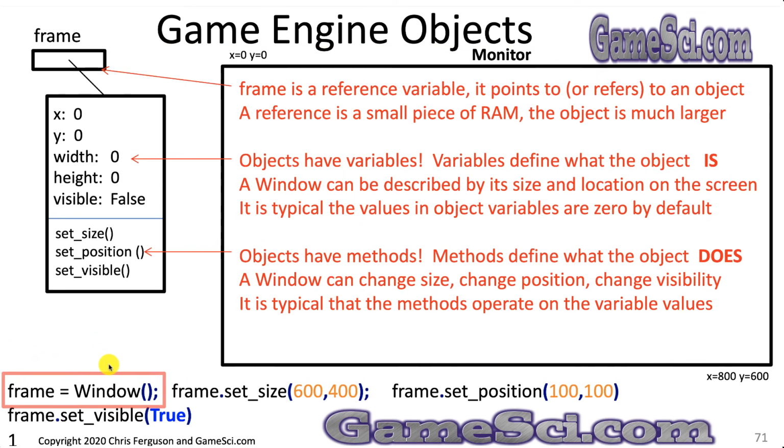Frame equals window. Frame is a reference variable. It points to or refers to an object. A reference is a small piece of RAM. The object is much larger.